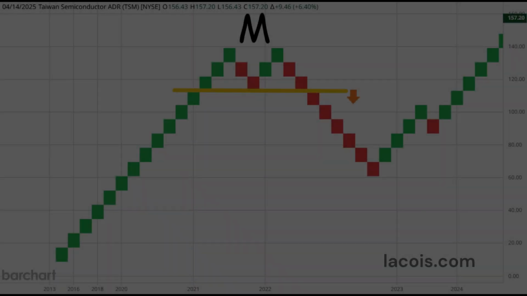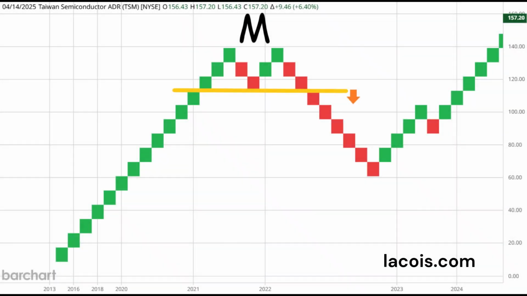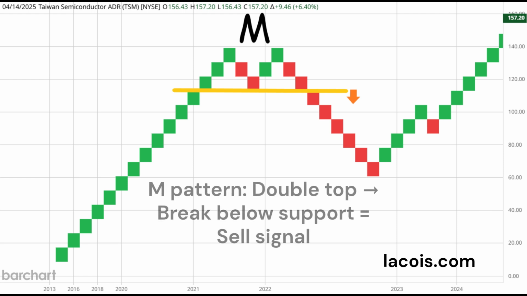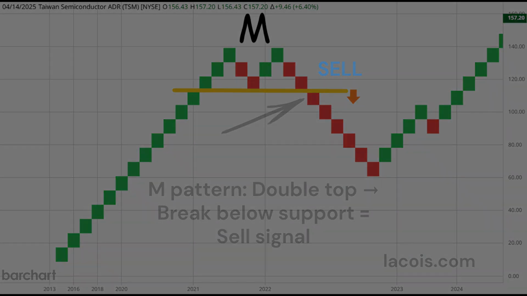The M pattern is a bearish signal. It forms after an uptrend loses steam, peaks twice, and then breaks support. In Renko, you'll see green bricks form a twin peak, then red bricks take over. The moving average crossover helps confirm the breakdown.